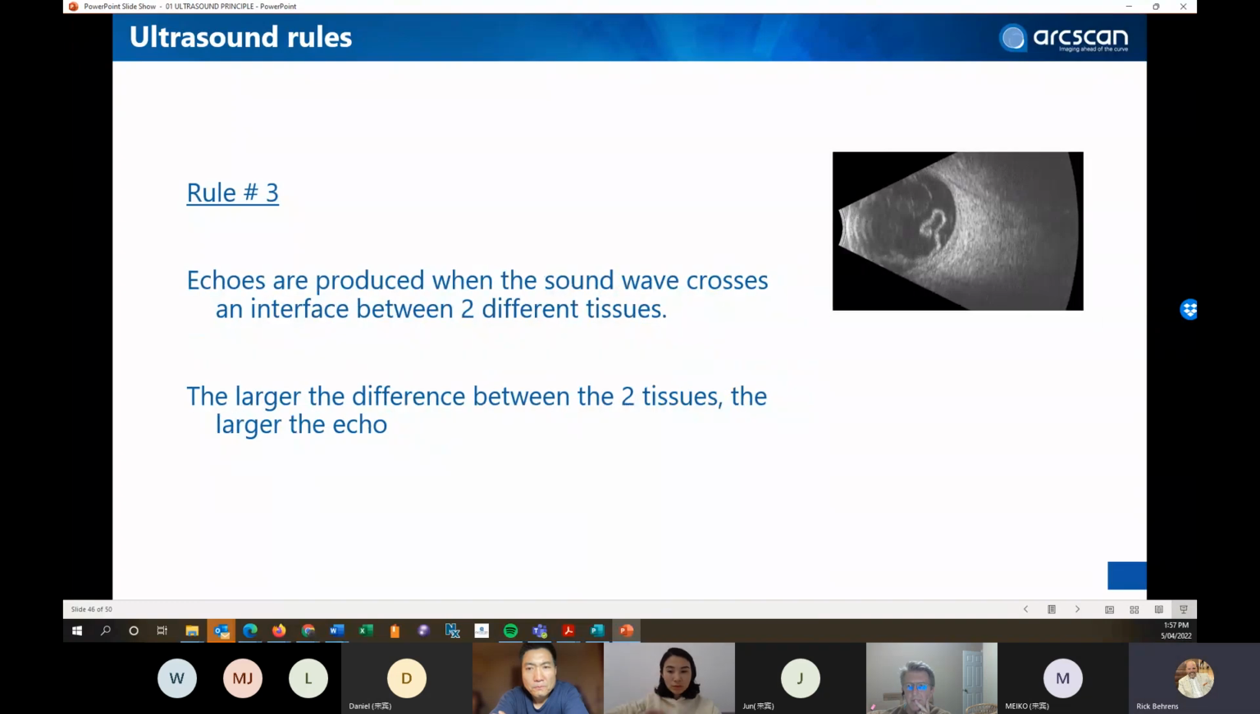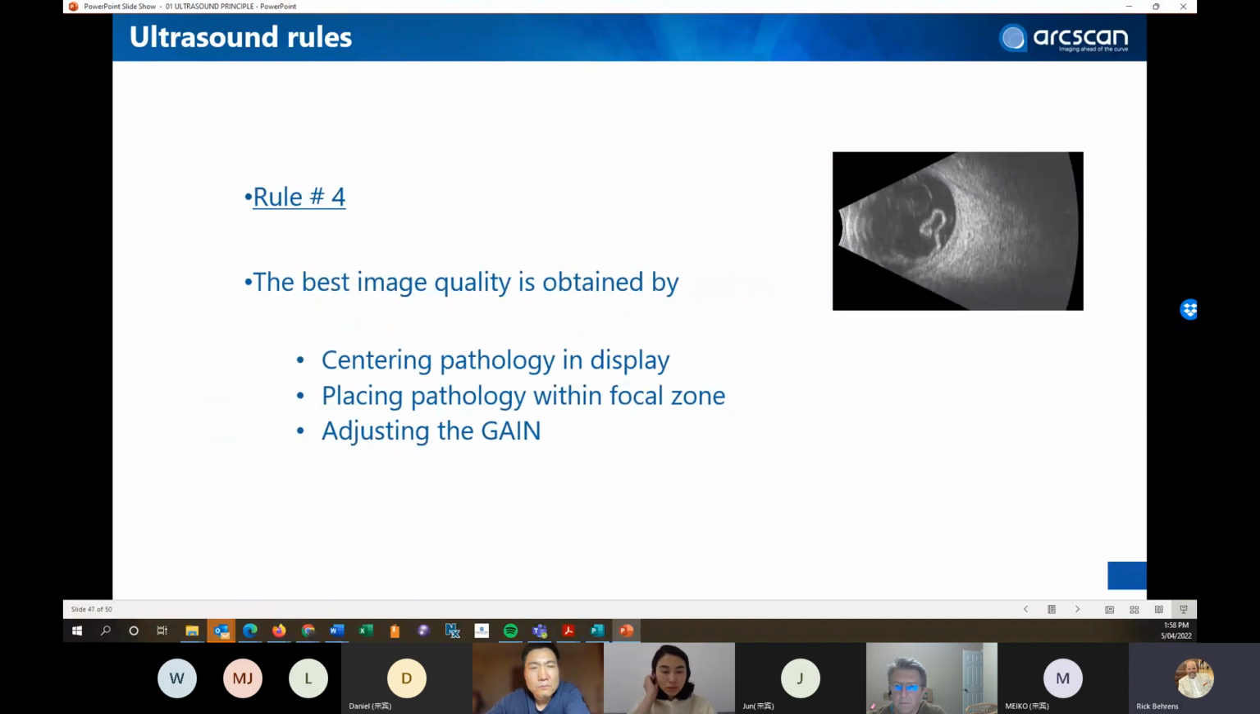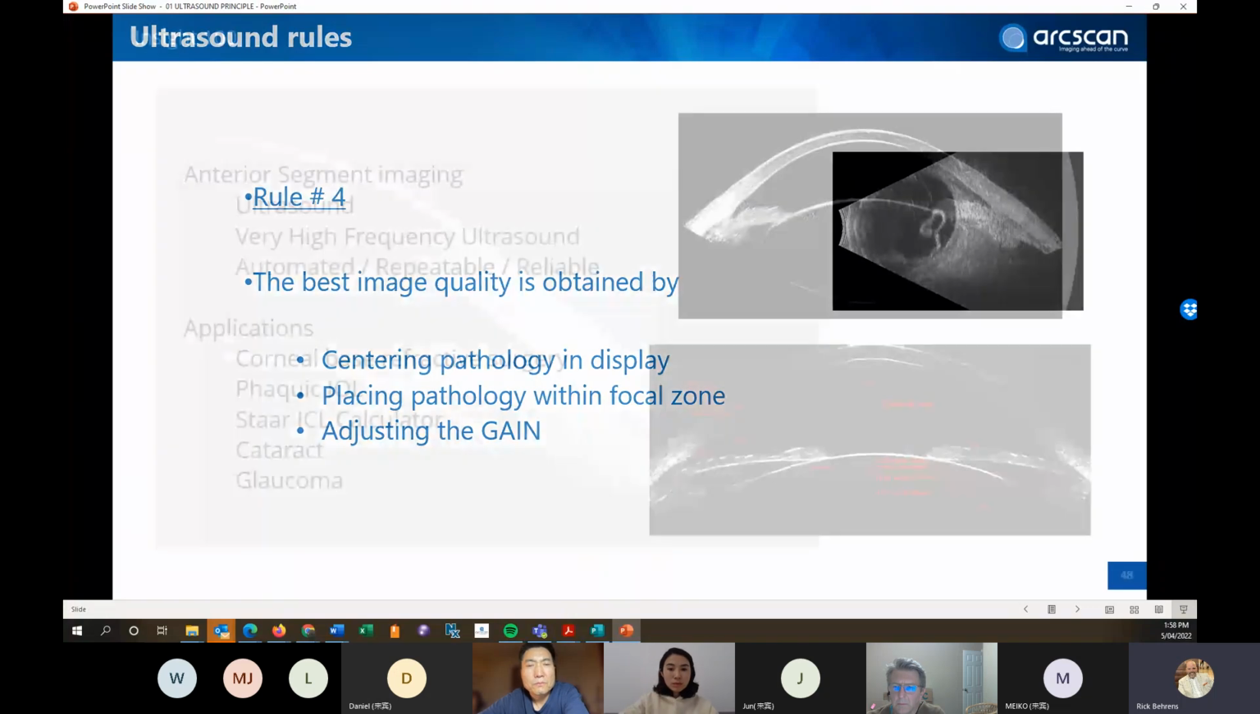There are always echoes being produced, and the wider the echo, the stronger the material or surface or tissue is. That's called echogenicity. So the echogenicity of a hard tissue will be really, really wide, and the echogenicity of blood is going to be pretty much black. And the best image is always obtained by positioning the area that you want to analyze in the focal area, in the red line of the Insight 100.